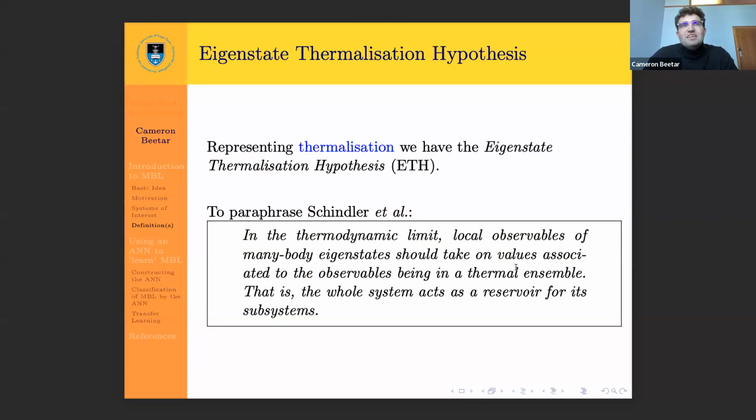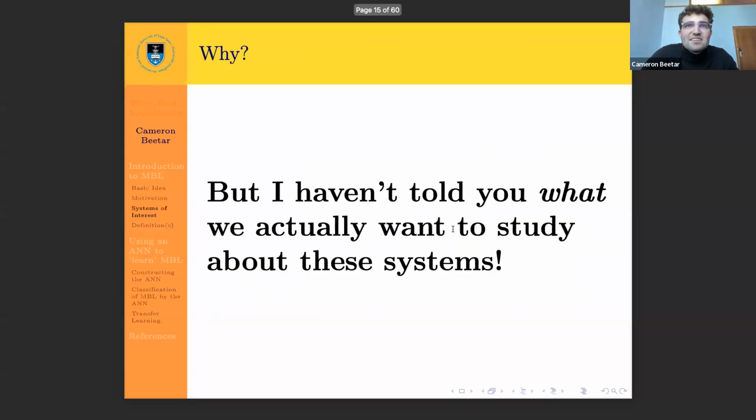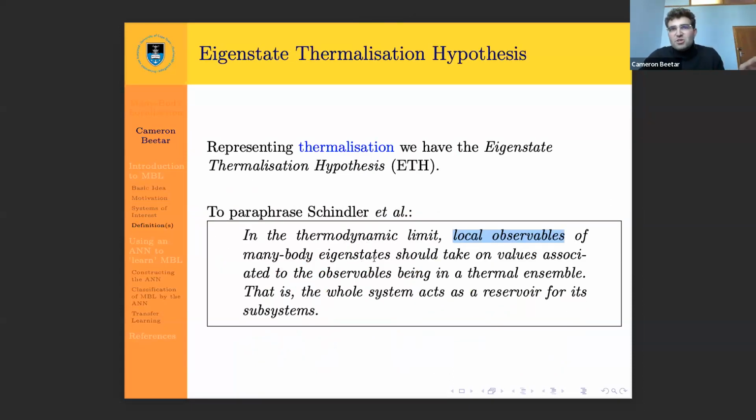Okay, so representing the thermalization side, we have this thing called the eigenstate thermalization hypothesis. I'm not going to try and state it verbatim, but roughly it says that in the thermodynamic limit, local observables, so that means that if we're looking at a system like this, I can look at a subset of the system. Local observables of the many-body eigenstates should take on values associated to the observables being in a thermal ensemble. So that basically means in contact with a reservoir. And so that statement can roughly be summed up as the whole system can act as a reservoir for its subsystems. Right. So that's who's representing thermalization.